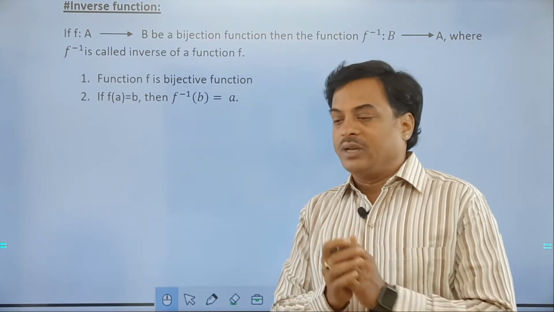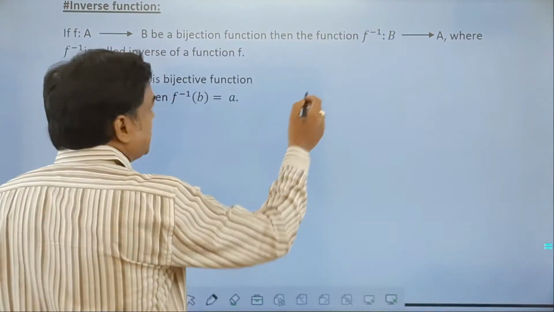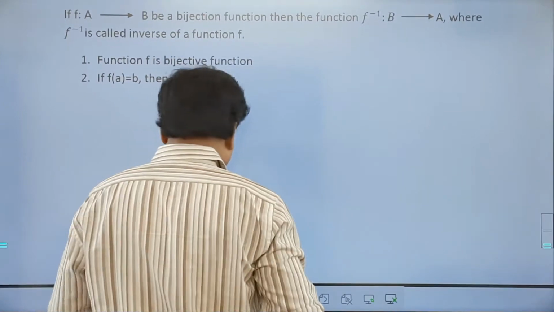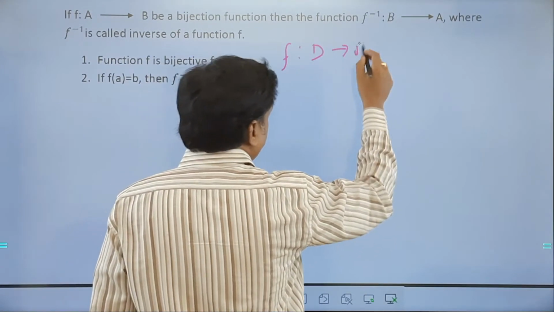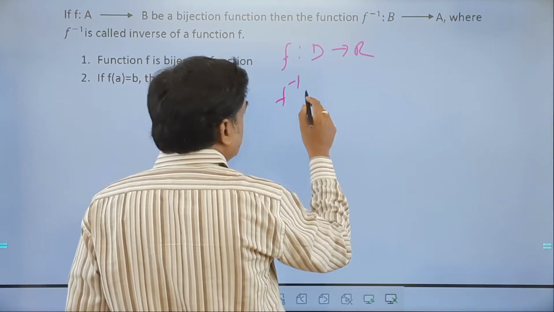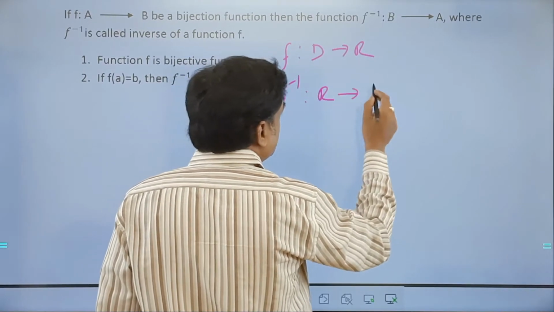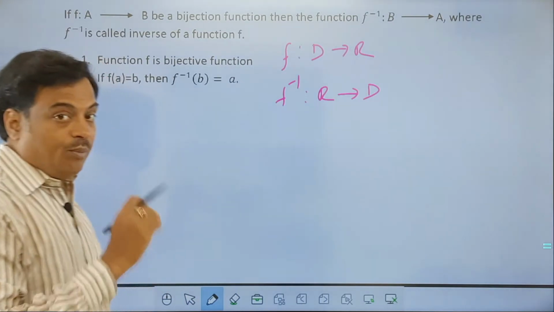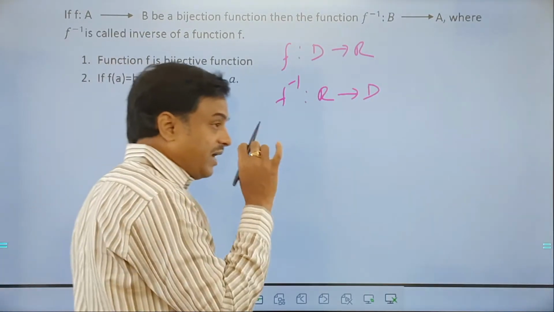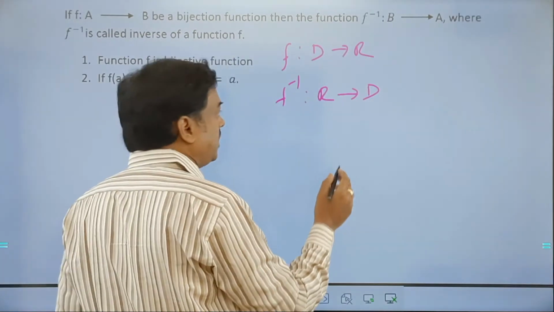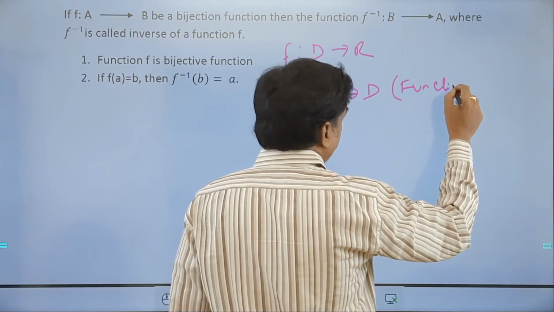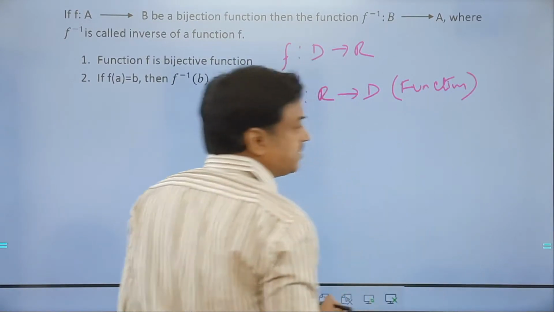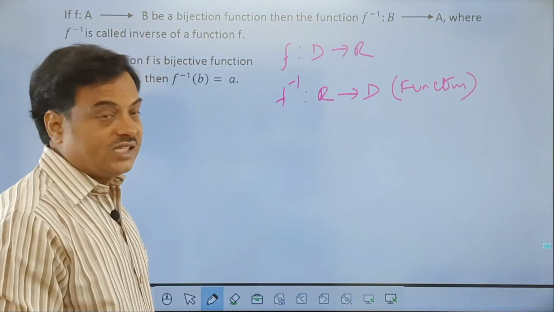To make it very simple, if I say there is a function called f from domain to range, then f inverse will be a range to domain. Now please observe, this is a very important point which we need to note down. This also I am calling as a function. We should not forget this. This we are also calling as a function.